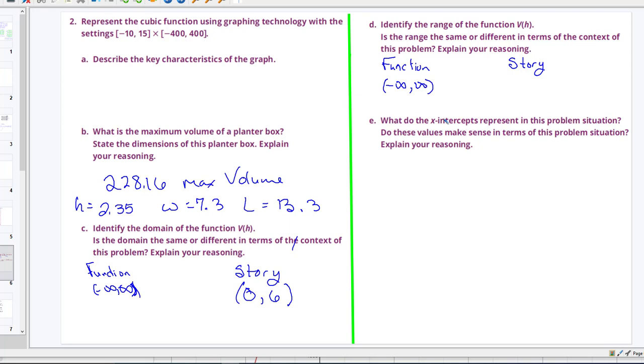So I need to be positive. If I need to be positive, the lowest I can go for my range is 0. I'm not including 0, because would it make sense for me to create a box with a volume of 0? No. But I need to figure out what my highest point is that I can go to.